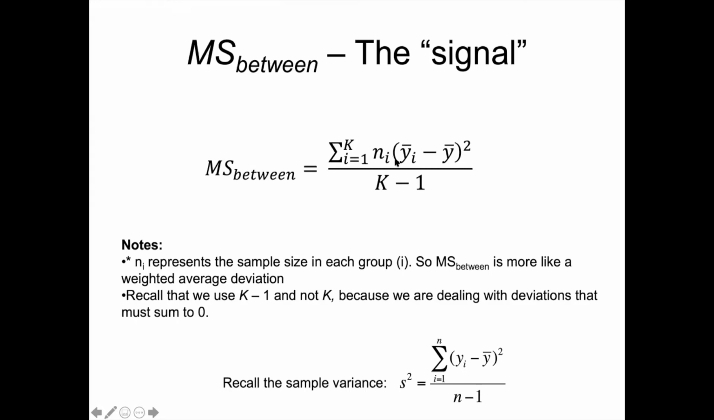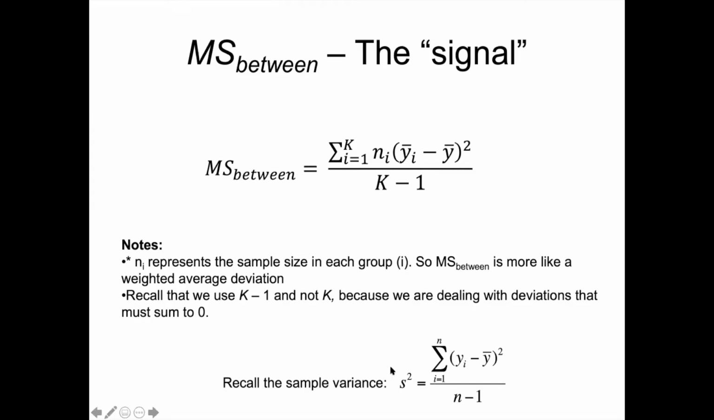This is the sample size of sample i. And so it's not entirely an average squared deviation because we've got this sample size mixed in here. And all that's doing is creating the equivalent of a weighted average. So samples that have a larger sample size are going to weight more heavily into our calculation of our mean square between than samples that have a smaller sample size.